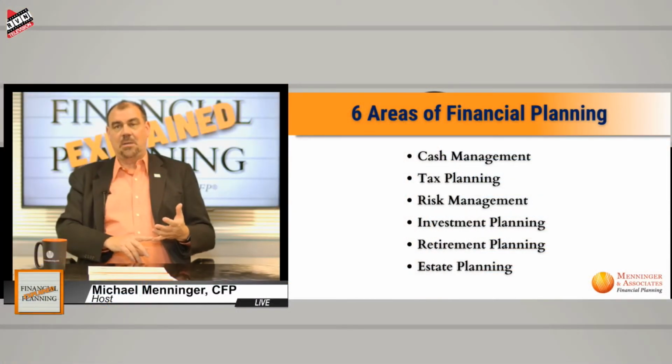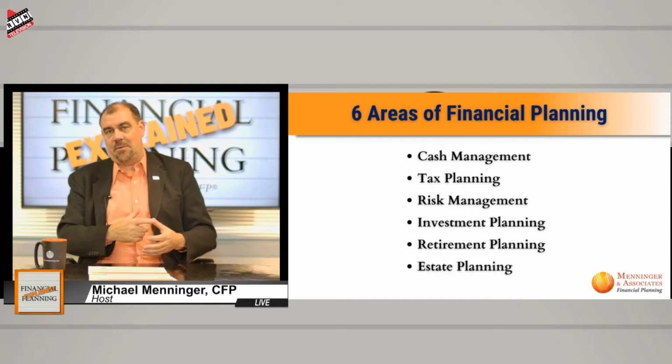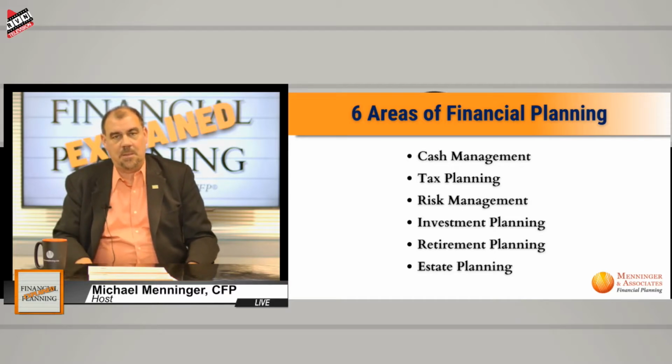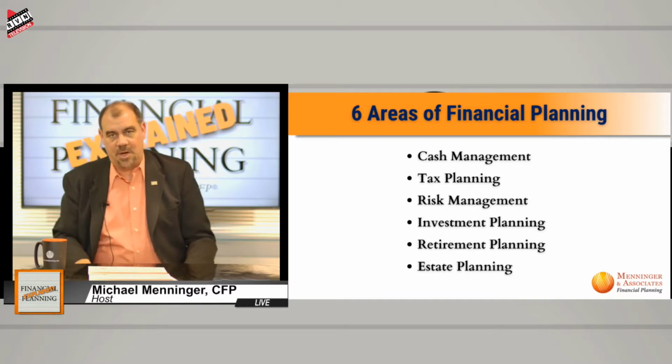And so what it does is it provides an opportunity for us to pull in different things that occur in the world of financial planning. Financial planning covers 6 different areas. You've got cash management, tax planning, risk management, which is insurance planning, investment planning, retirement planning, and estate planning. And all of these areas are integrated.